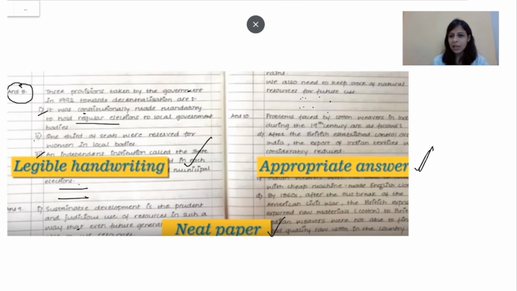See how neat and clean the paper looks. Let's say you've committed a mistake here, and you don't want to bring it to the notice of the teacher. What you can do is just put a straight line through it, rather than doing it like this and creating a fuss and making the teacher irritated. Don't do that. Just a simple line over the word would probably help you not bring it to the notice of the teacher.